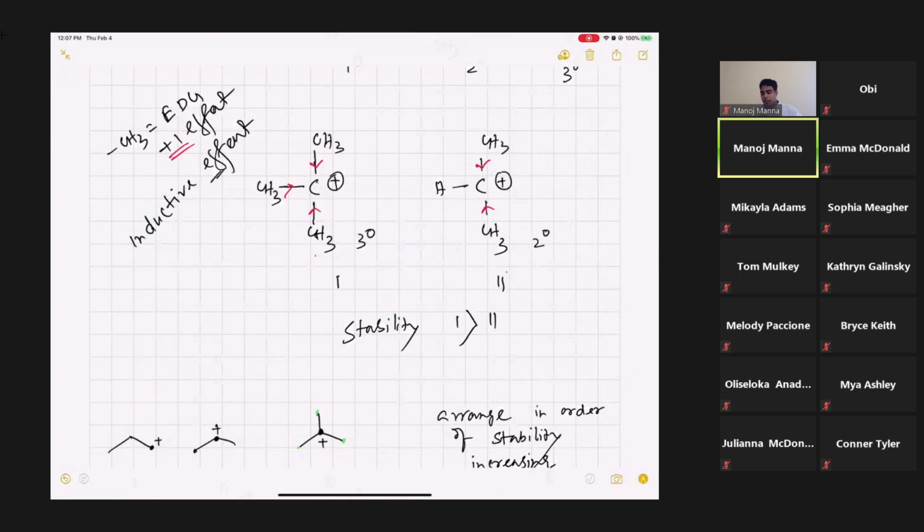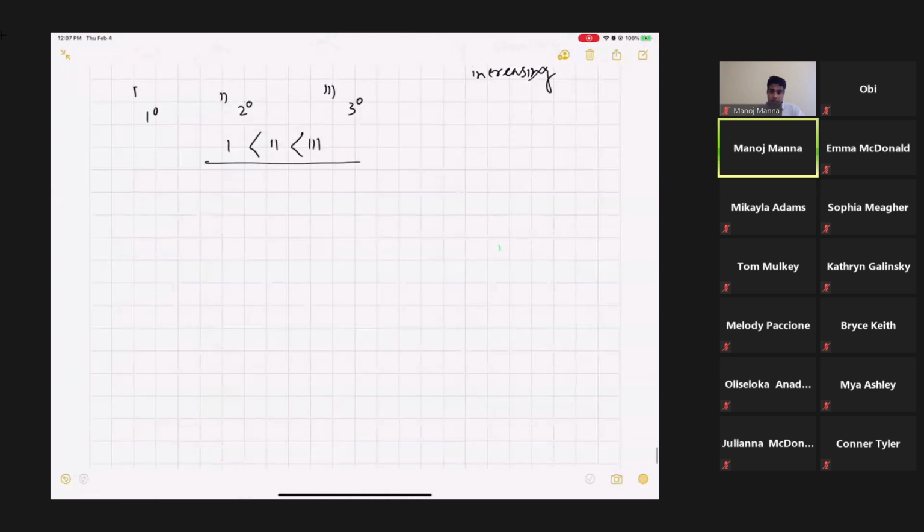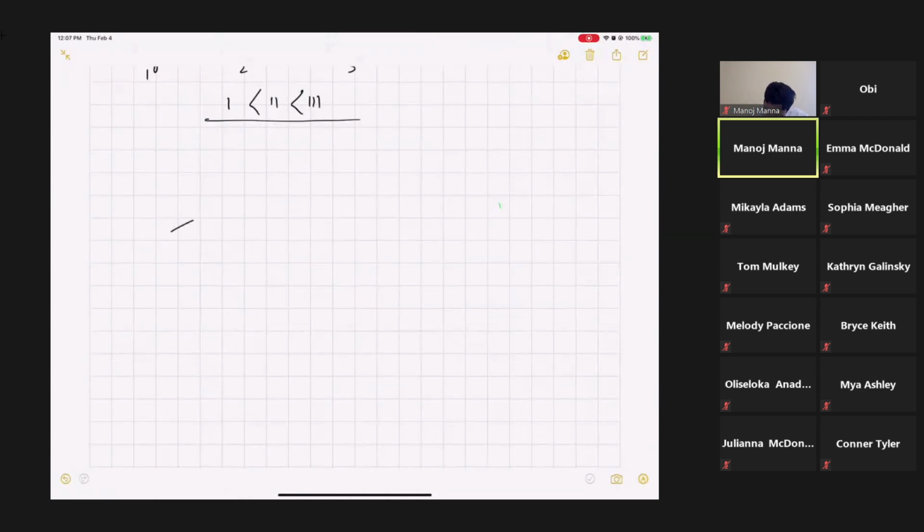Okay. Inductive effect plays a role in the stability of carbocation. Now, if I have this one, which one is more stable? This is not a carbocation, this is a carbanion, right? Negative charge bearing carbon, carbanion. We know this is a 1 degree carbanion, this is a 2 degree carbanion, this is a 3 degree carbanion. So which one is more stable?